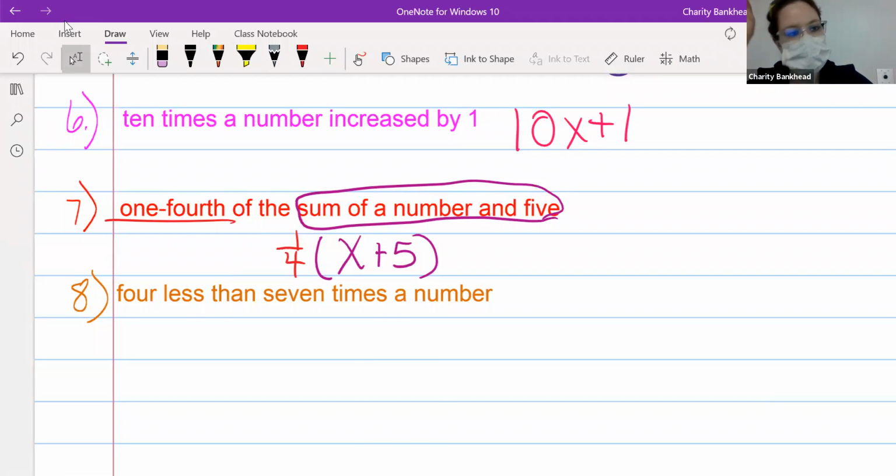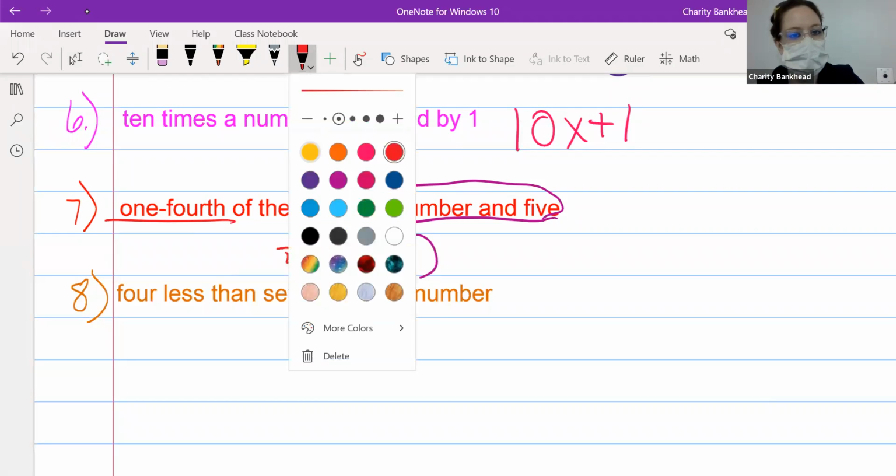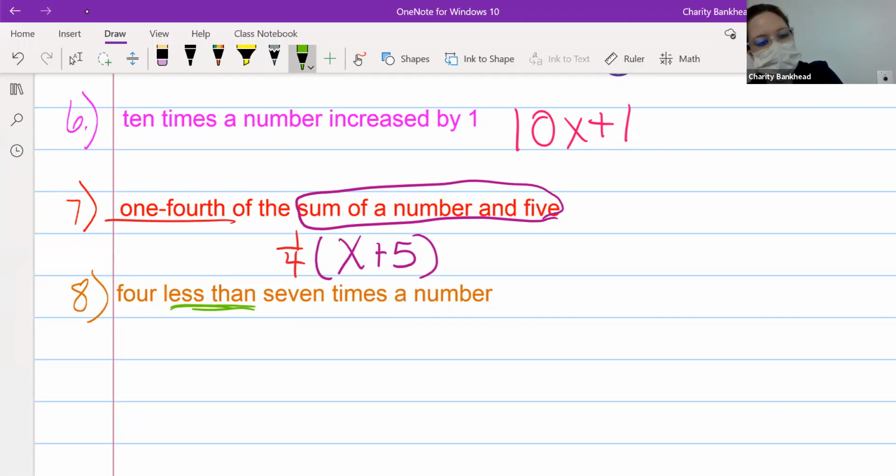And then number 8, 4 less than 7 times a number. So you have to watch out whenever you see the phrase less than, because normally on all of these it translates directly in the same order that it's written in the words. It comes out the same way in the mathematical expression. But when you see the word less than, that reverses the order. Okay, so when you see 4 less than, that means it's going to be something minus 4.